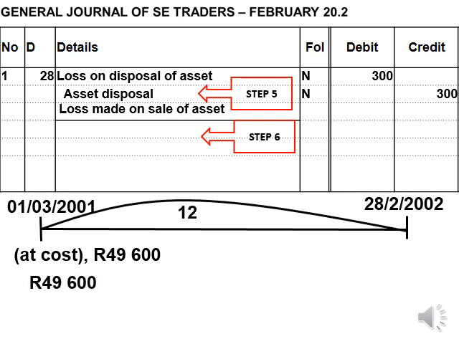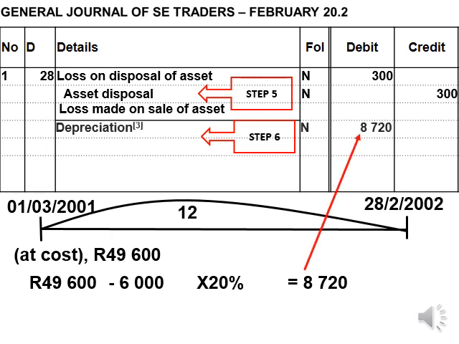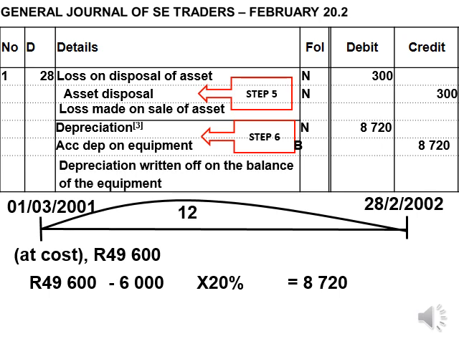So, that 49,600, we have disposed of an asset with a cost of 6,000. So, we need to subtract that 6,000. Then we times it by 20%, and that equals then 8,720. So, that is the depreciation on the remaining assets. So we need to debit depreciation with the 8,720, and we need to credit the accumulated depreciation on equipment, and that is then the depreciation written off on the remaining assets.